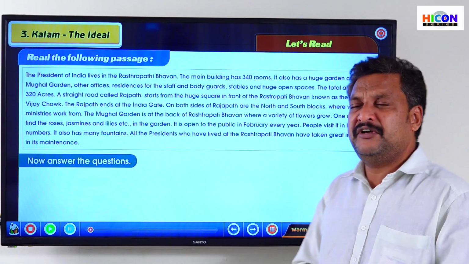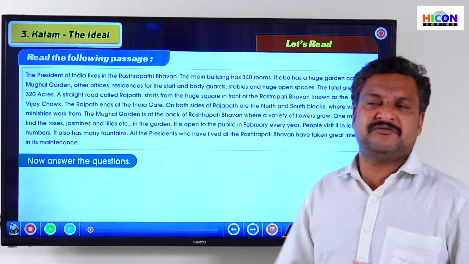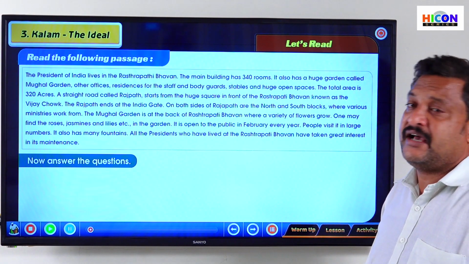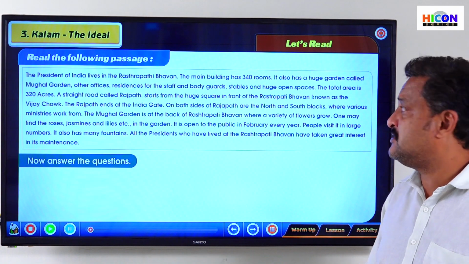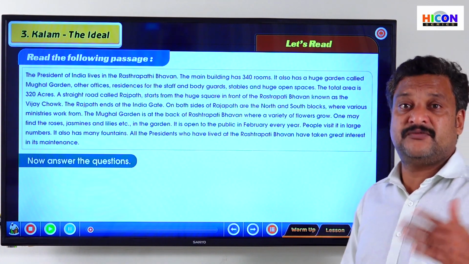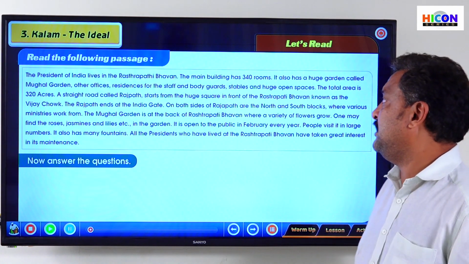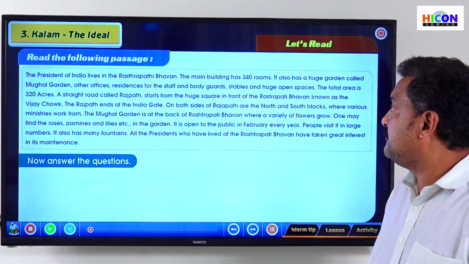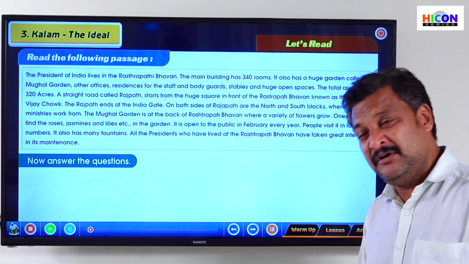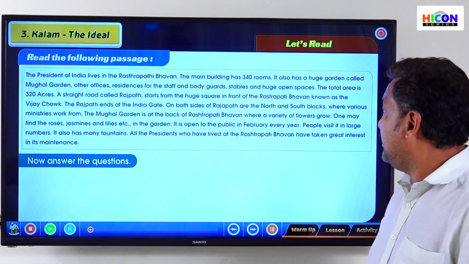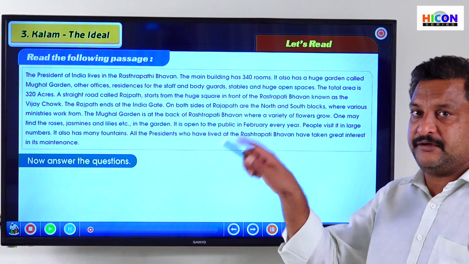It also has a very huge garden behind it, which is very famous as the Mughal Garden. It also has other offices in the President's office. Separate buildings are there for the staff to reside. Bodyguards and staff. Stables. Stable means the place where we keep the horses. And huge open spaces around it.